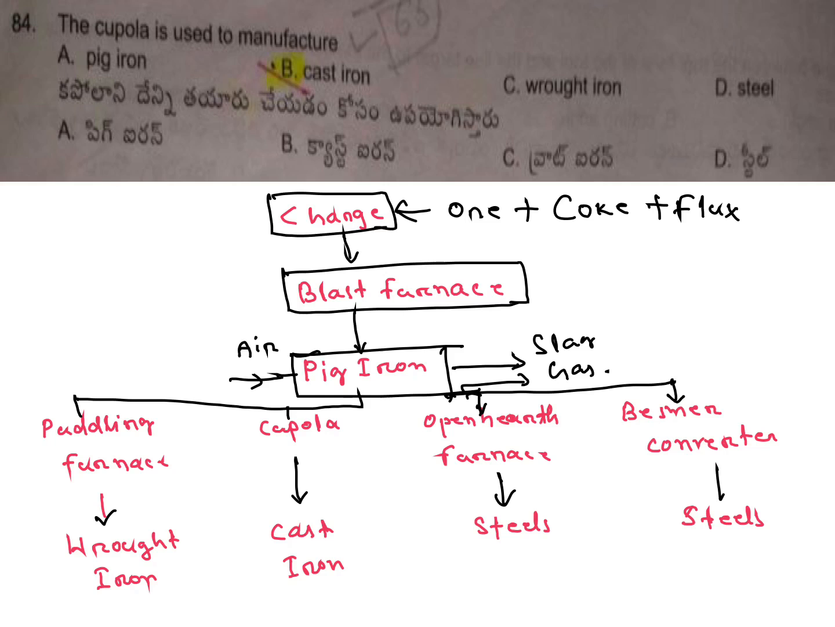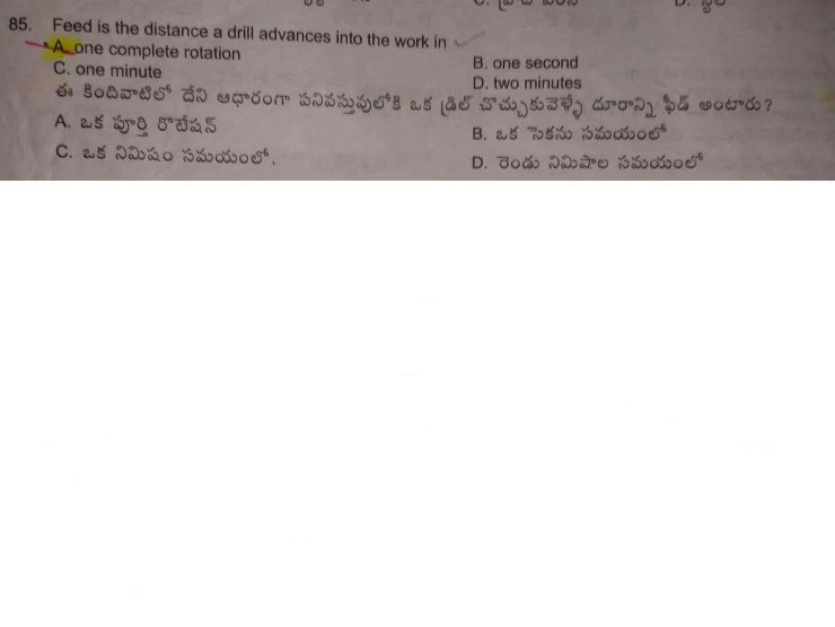Question: feed is the distance a drill advances into the work in A. one complete rotation, B. one second, C. one minute, D. two minutes. A is the answer.